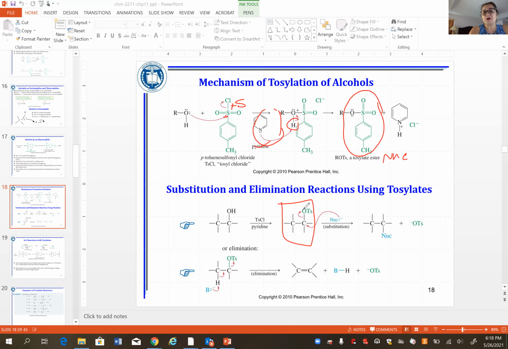If the OTs leaves in E1 mechanisms, if the leaving group leaves and the base or the solvent deprotonates the adjacent carbon, it was right here. So with the leaving group leaving and the base deprotonating the adjacent carbon, you are going to get a carbon-carbon double bond, and that is the elimination reaction that alcohol can go through.